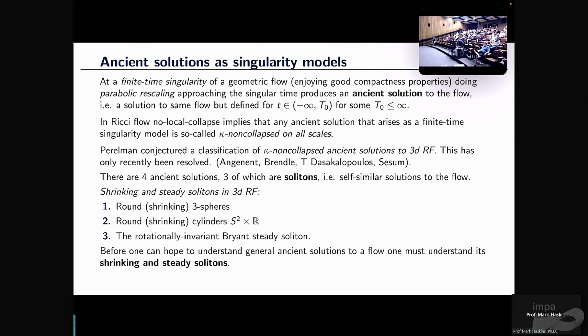But anytime we have either a shrinking soliton or a steady soliton, those will always give us examples of ancient solutions. And so before we can hope to understand general ancient solutions, we should try to understand shrinking and steady solitons. And in this kappa non-collapsed world, 3 out of the 4 ancient solutions are solitons, and the 4th one is somehow constructed also using the Bryant steady solitons. But it is not itself a steady soliton.